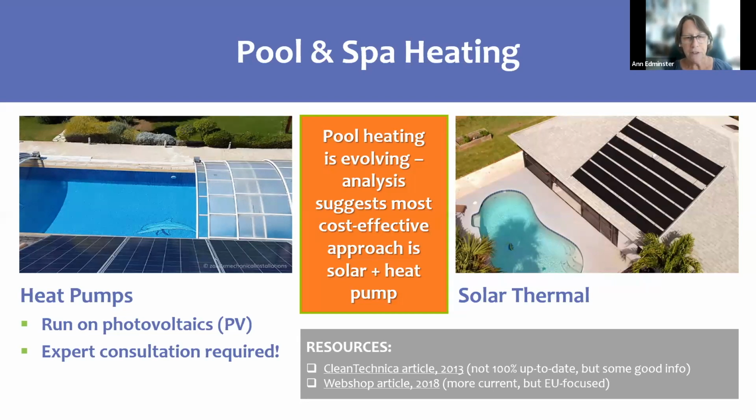Now, if the clients are only going to use the pools in summer, that's great. Solar thermal will probably work just fine. But if they're interested in more year-round usage, or they're in a climate where there are significant temperature swings, then solar thermal may not be adequate.